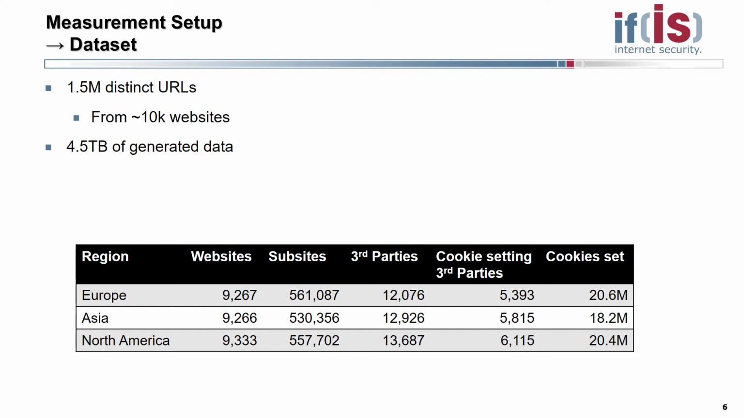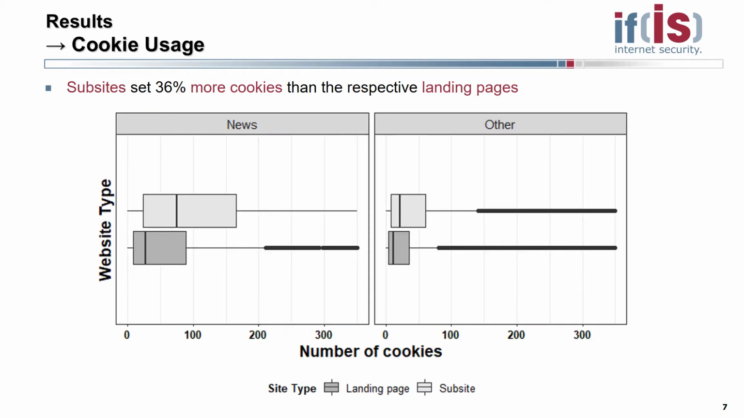Side note, I want to point out that in our paper we performed a short classification of the observed cookies, and we found that 99% of the third-party cookies are used to track users or to provide them targeted ads. After introducing our measurement approach and the measured dataset, let's take a look at the results.